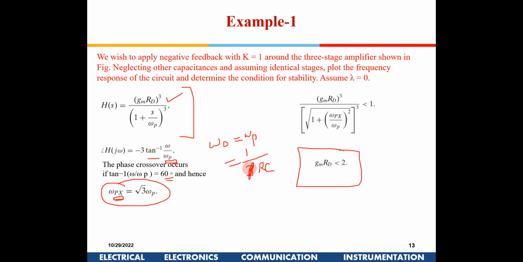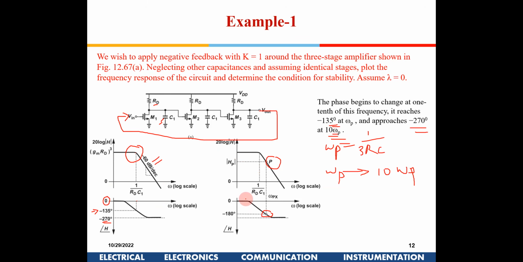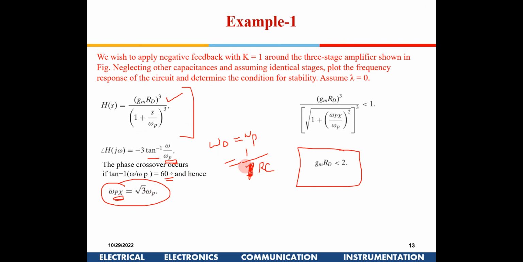Oh, no, it will be just RC, sorry. Because that RC was given in the graph also there above. Because at 1 by RD, you see the phase was minus 135. Yeah, correct. But that omega p is 1 by RC. Yeah, my mistake. 1 by RC. Phase will be minus 3.